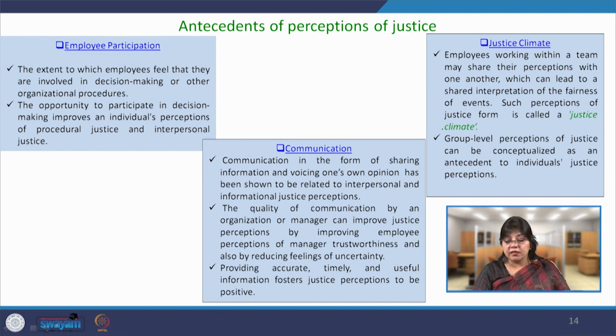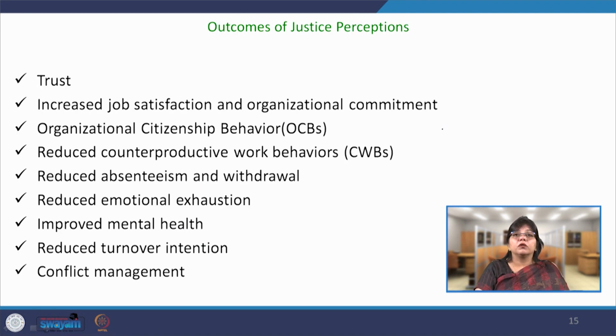And at group level, perception of justice can be conceptualized as an antecedent to individuals' justice perceptions. So, when individuals' justice perceptions are shared at group level, then a common environment is created in the form of a justice climate, which prevails in the whole organization, regarding what kind of environment an individual is working in. So, employee participation, communication and justice climate are the three most important factors which can foster perception of justice within organizations. When these factors are dominant, they tend to foster positive perceptions and reduce negative perceptions of justice at the workplace.